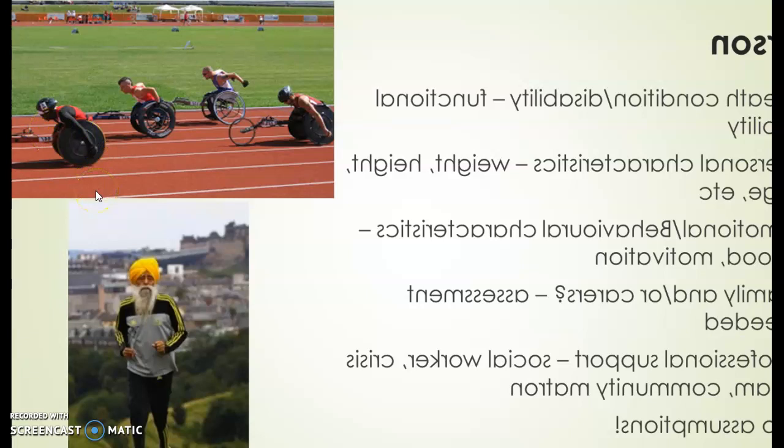So the person, you've got to think about the health, condition, disability and the functional ability. Think about their own personal characteristics, the weight, the height, their age. The emotional behavioural characteristics, so think about mood and motivation. Think about the family or friends and the support network they've got. Think about any professional support they've got. So you as an OT would need to know what other workers are involved. So have they got a social worker, a community matron, speech language therapist, physiotherapist.